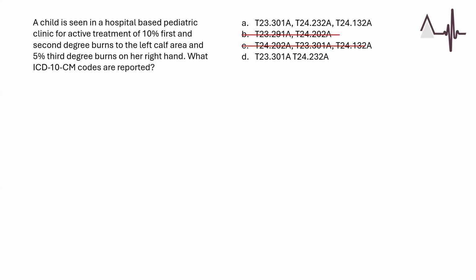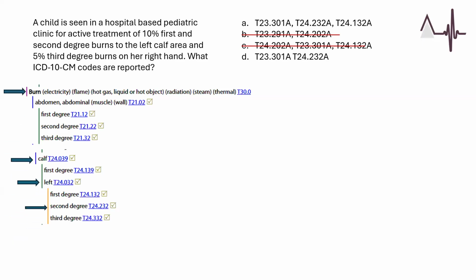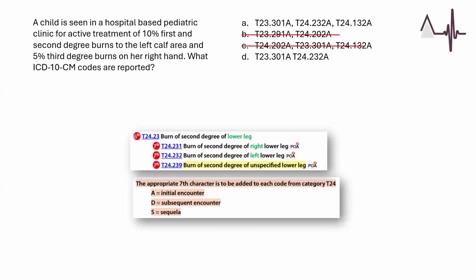Now let's code the calf. ICD-10-CM Guidelines 1.C.19.d.2 indicates to code burns at the same site, but of different degrees to the subcategory identifying the highest degree recorded. Therefore, report second-degree burns to the left calf. Look in the alphabetic index for burn, calf, left, second degree, and you are referenced to T24.232. In the tabular list, a seventh character is reported for the initial encounter.